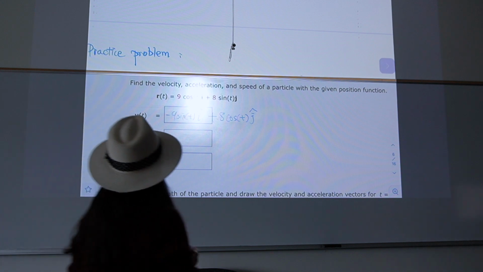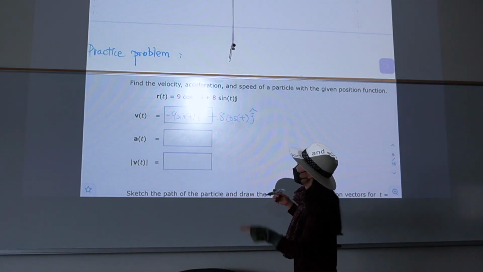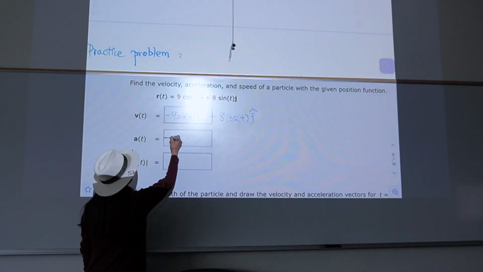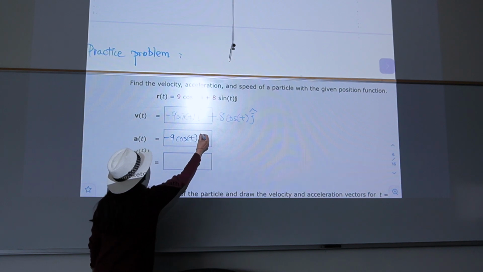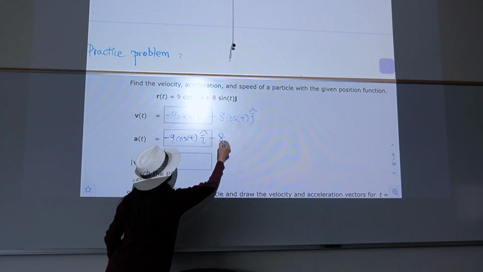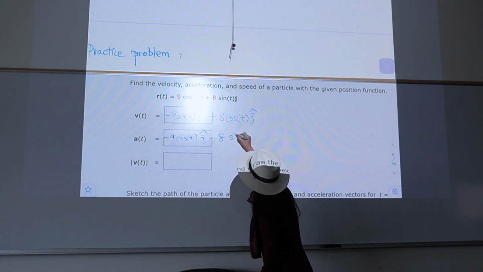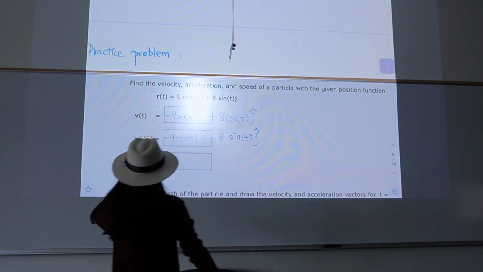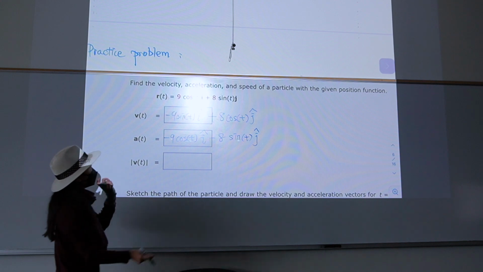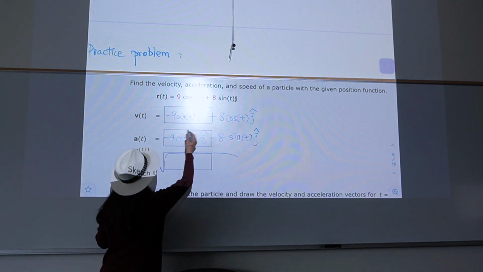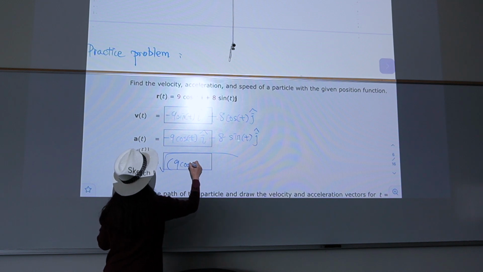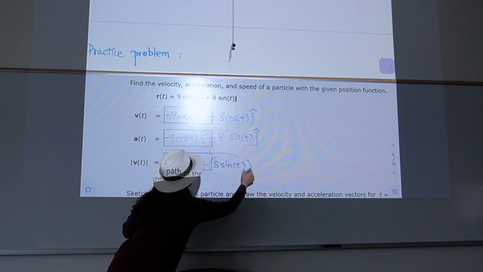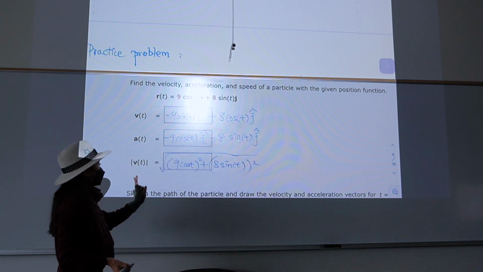Okay, so we get the velocity vector, and then for the acceleration vector, what do we do? Differentiate one more time. So what do we get? Negative 9 cosine t minus 8 sine t, right? And then what about this? This is the speed, right? And then what do we do with the square root? Take the square root of this. Then what do we get?